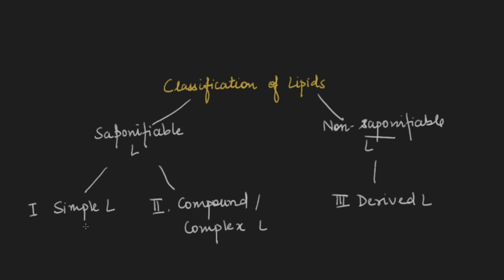So these three classes, simple lipids, compound lipids, and derived lipids, their names suggest what these lipids will be like. Simple lipids will have a simple structure, compound lipids will have a relatively complex structure, and derived lipids will be the lipids which can be derived from the first and second classes of lipids. So these are the three classes. Now let's talk about these three classes in a little bit more detail.